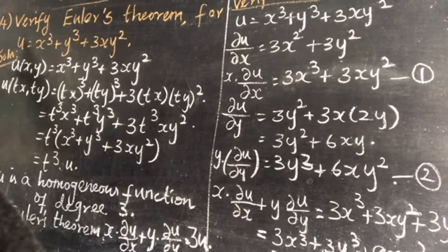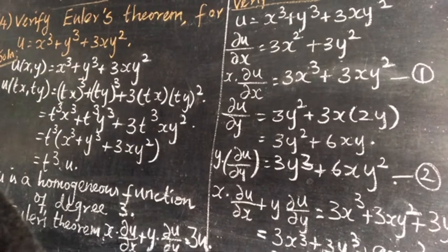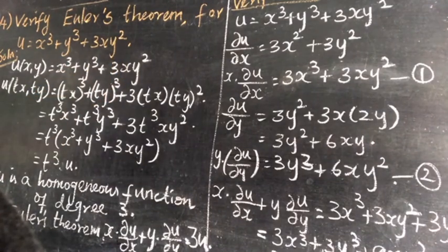Fourth problem. Verify Euler's theorem for u is equal to x cube plus y cube plus 3xy square. The given function u of x, y is equal to x cube plus y cube plus 3xy square. So, now first we need to find u of tx, ty.